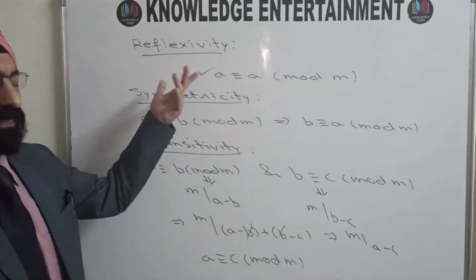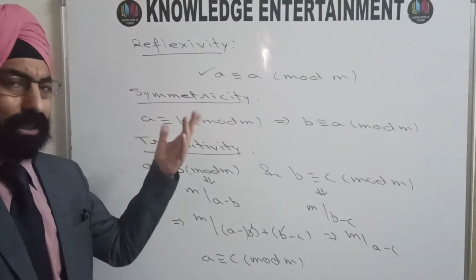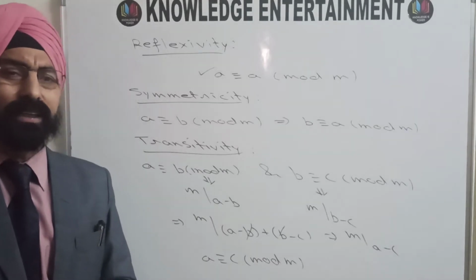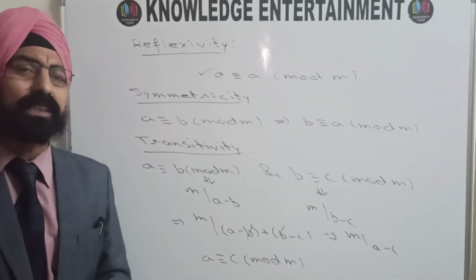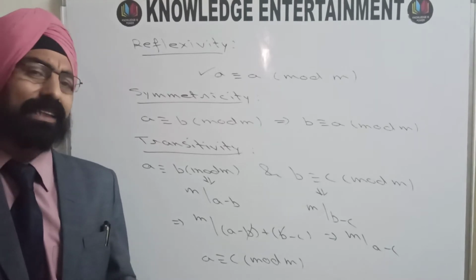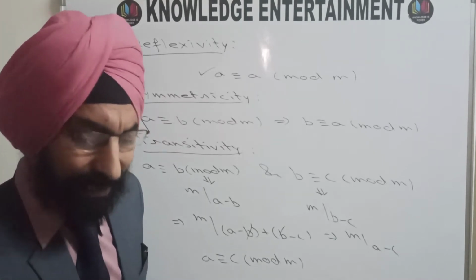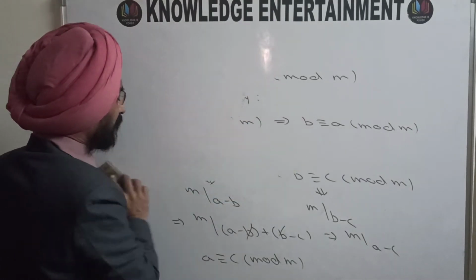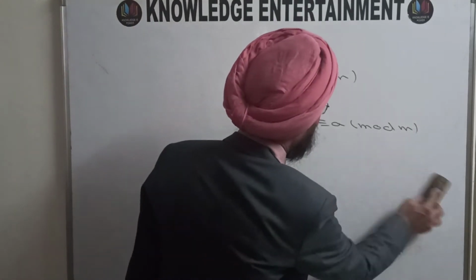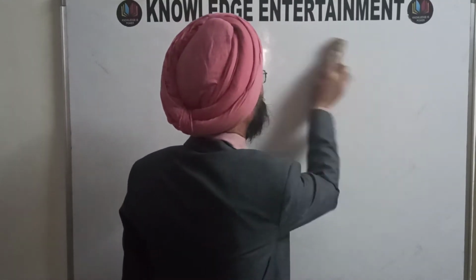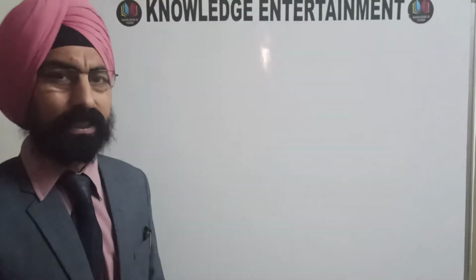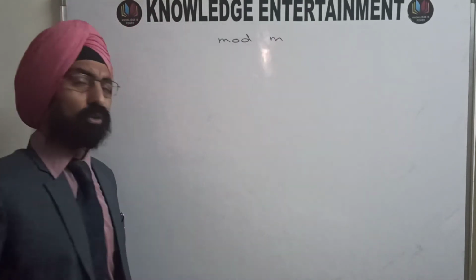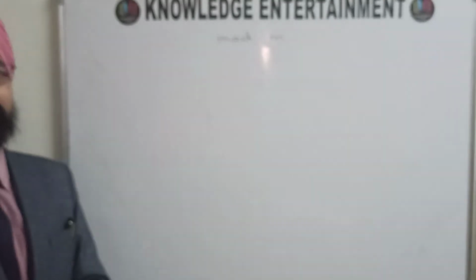So this is a reflexive relation, this is a symmetric relation, this is a transitive relation as well. And we know that if a relation is reflexive, symmetric as well as transitive, then it is called an equivalence relation. And for an equivalence relation, definitely there must be equivalence classes. So equivalence classes will be for modulo m. For modulo m, what will the equivalence classes be?